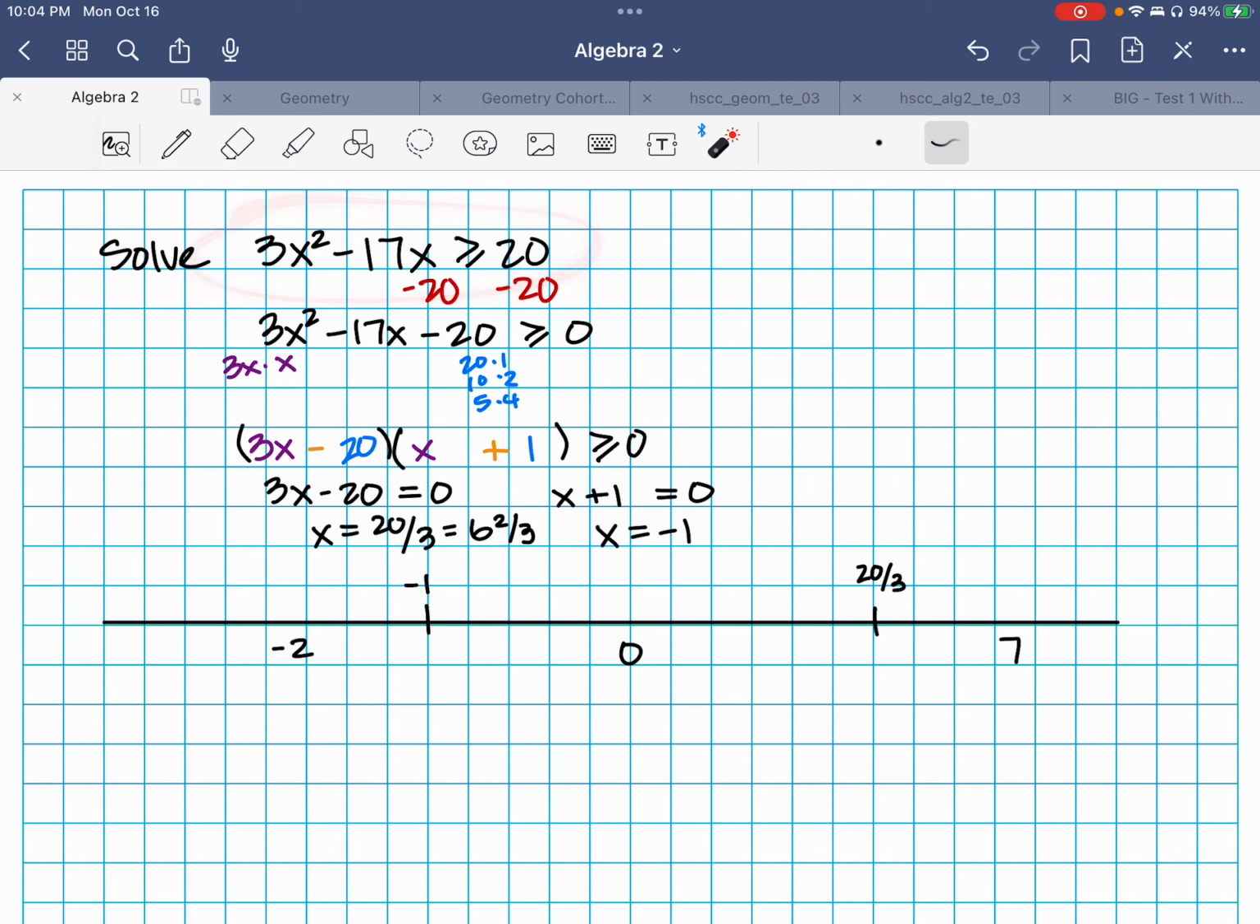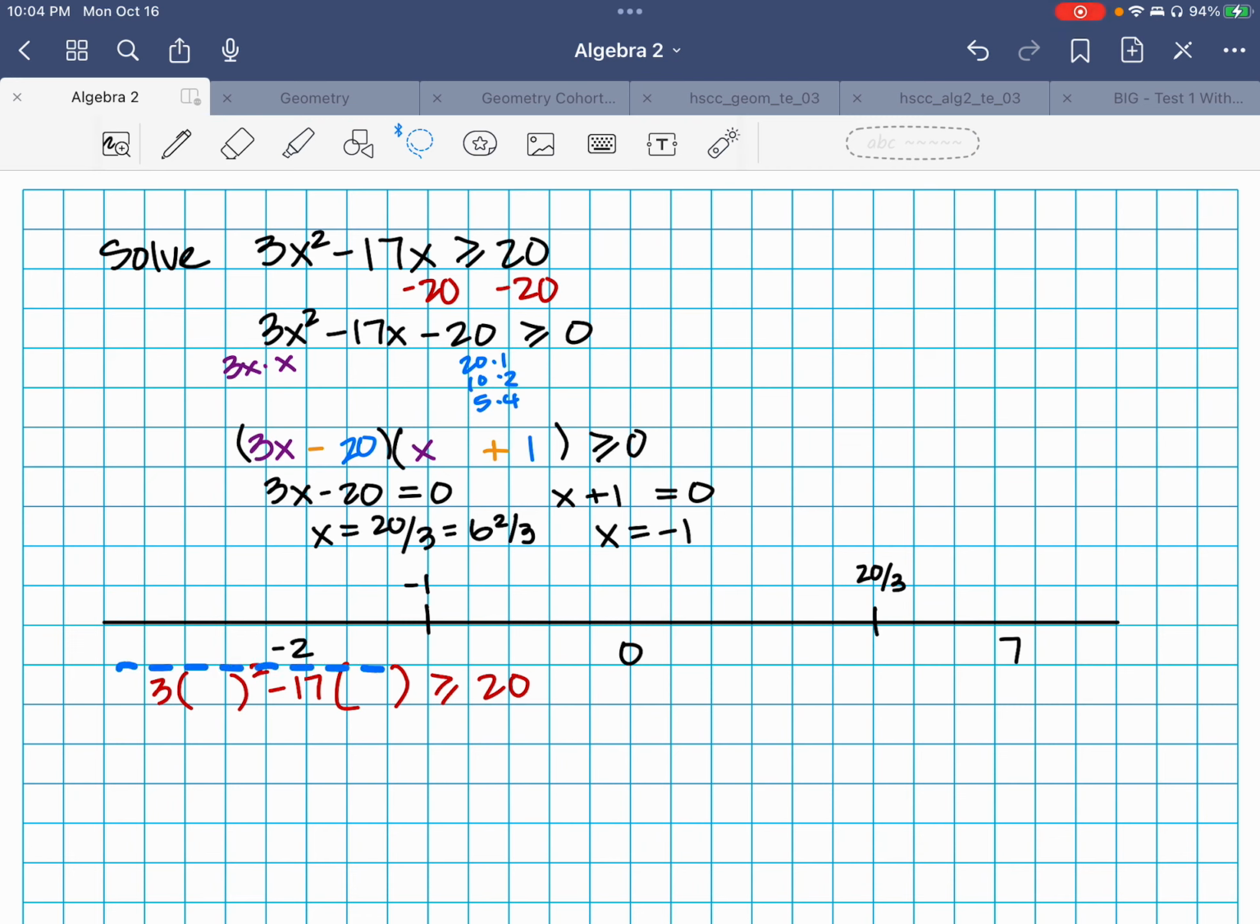So we're going to test it into that equation. We're just going to grab the negative 2 and plug it in. So we're going to go 3 times the negative 2 squared minus 17 times the negative 2 is greater than or equal to 20. I'm just using the original equation.